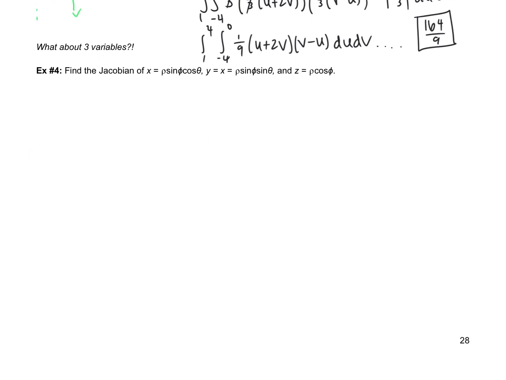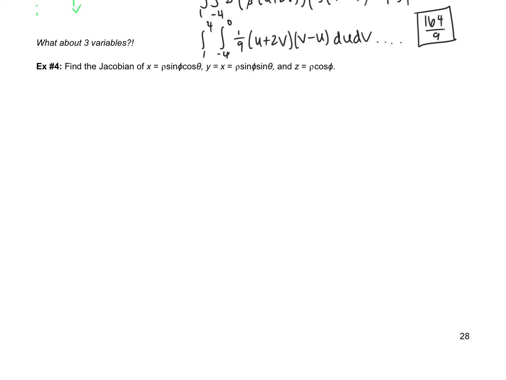So that is the last example that we're going to be looking at, is what if we have a transformation with 3 variables instead of 2, like you see here, rho, phi, and theta. And the question is, what is the Jacobian? So starting with some notation, we're looking at the Jacobian of x, y, z in terms of rho, phi, and theta.